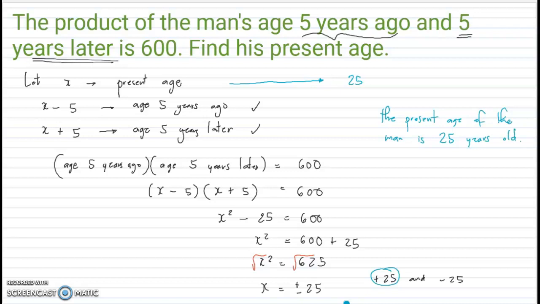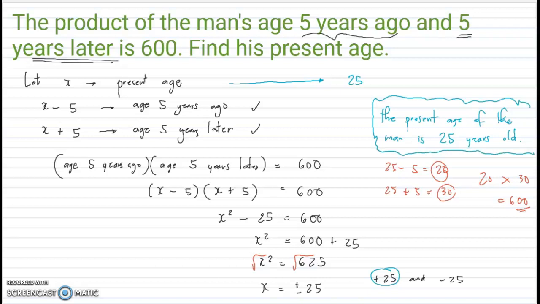And we can go ahead and check if indeed the product of his age 5 years ago and 5 years later is 600. So, age 5 years ago is X minus 5. That will be 25 minus 5, which is 20. And his age 5 years later, so that will be 25 plus 5, which is 30. And the product of 20 and 30 is indeed 600. So, this is our answer to this word problem.